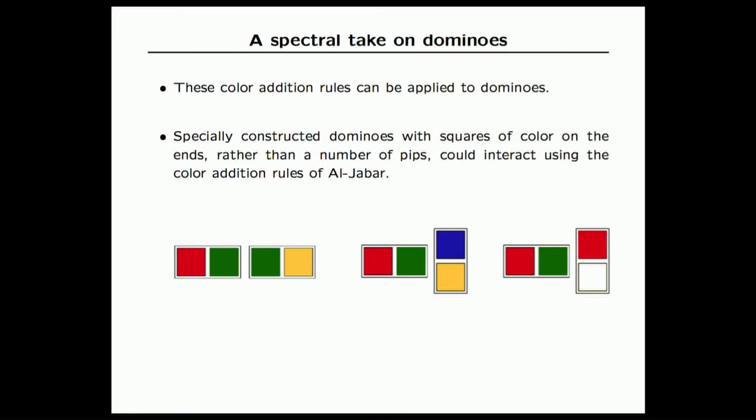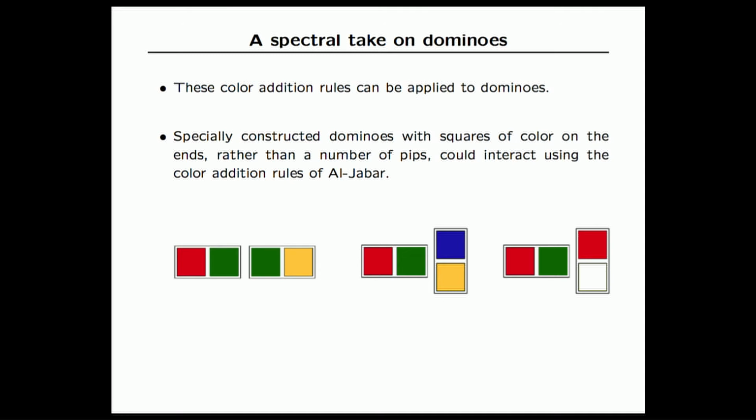And then using this idea, I thought about a related game you could play with dominoes. So we can apply that to dominoes if we have the right kinds of things. And so I constructed some that look like this. So instead of having pips, they have squares of color on the end. And the play on the left sort of makes sense. The green goes with the green.